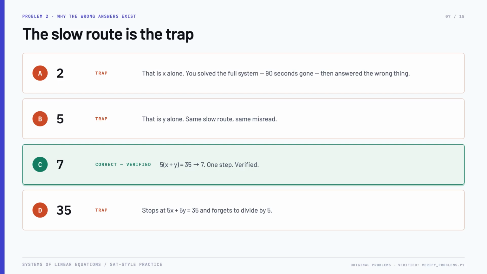The traps here are brutal because they punish correct work. A is 2, that is x alone. B is 5, that is y alone. Both come from solving the entire system, spending 90 seconds, and then answering a question that was never asked. And D, 35, is stopping at 5x plus 5y and forgetting to divide by 5. Read what is asked, then stop exactly there.